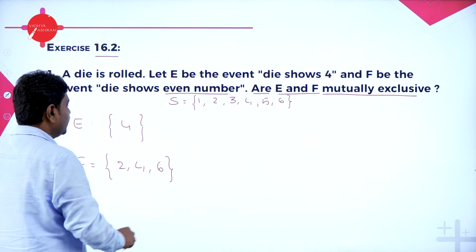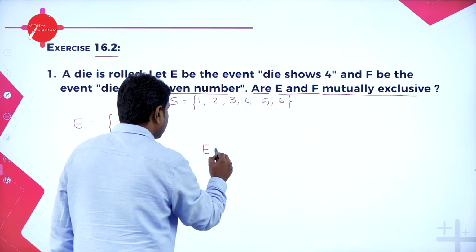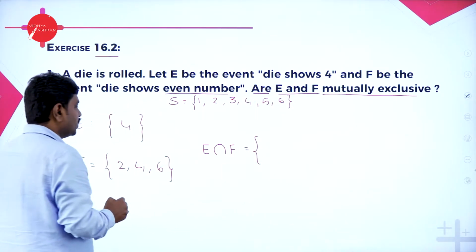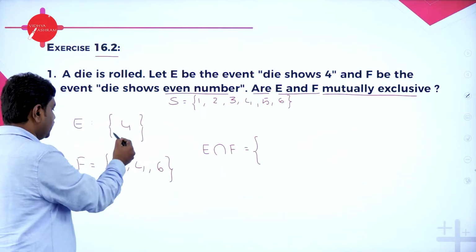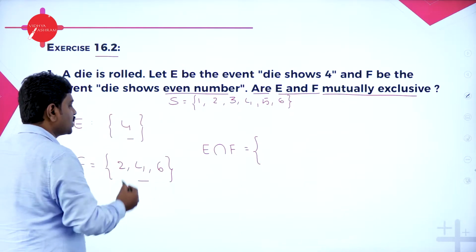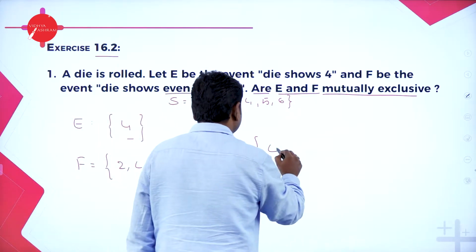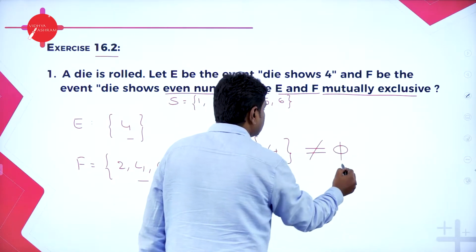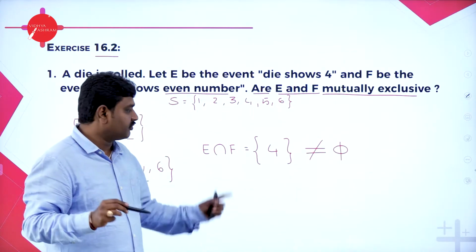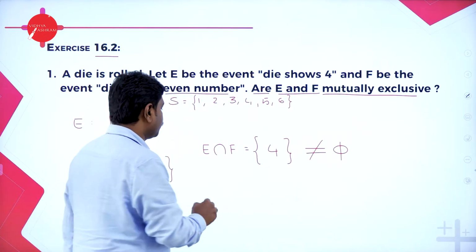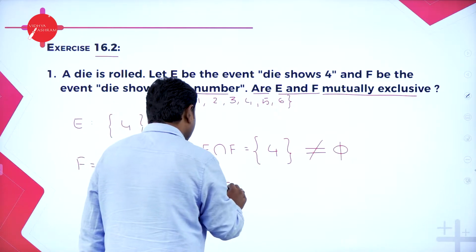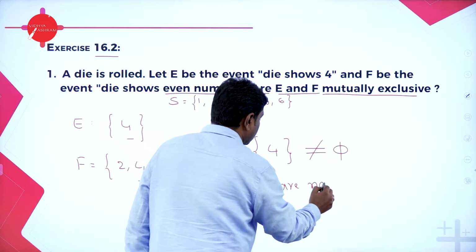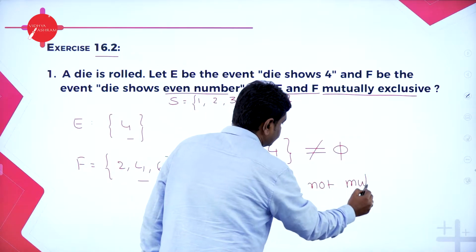Okay, now let us do intersection. Find E intersection F. All of you know set theory. Intersection means you should write the common elements. So in E and F, we have element 4 which is common. E intersection F is equal to {4}, and this is not equal to null set. So we have E intersection F one element. It's not a null set. Therefore, E and F are not mutually exclusive.